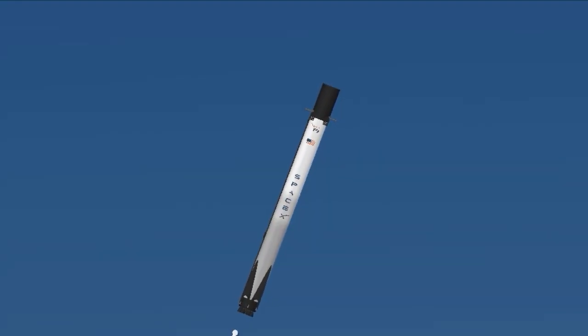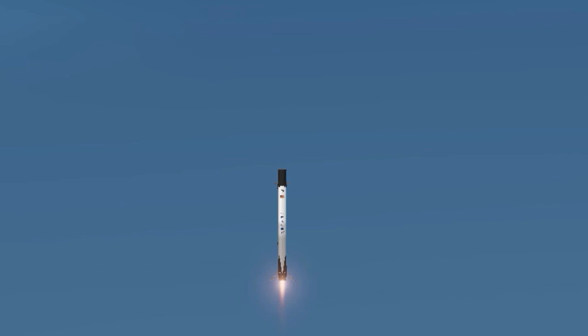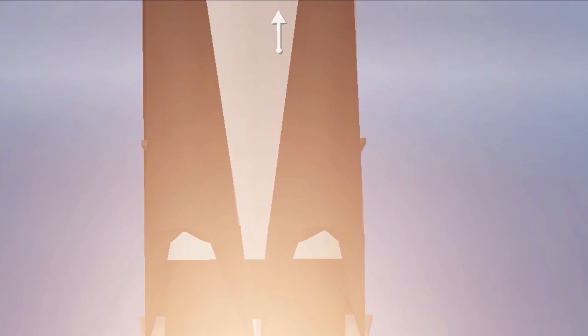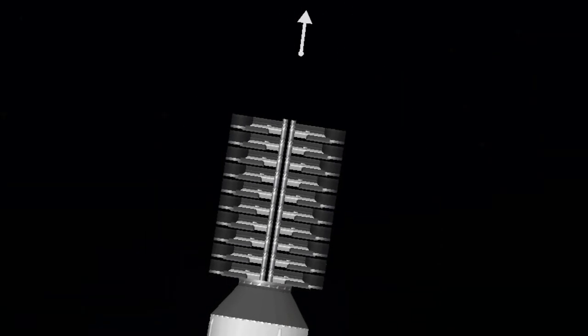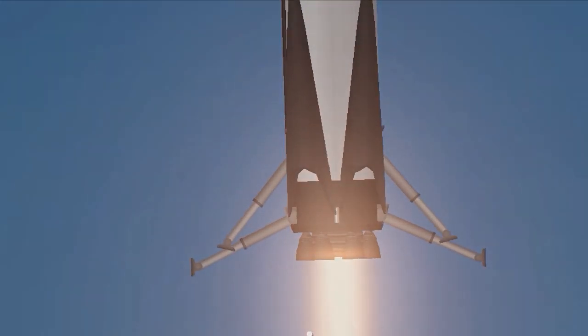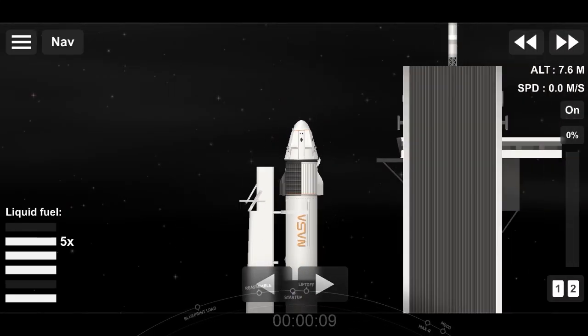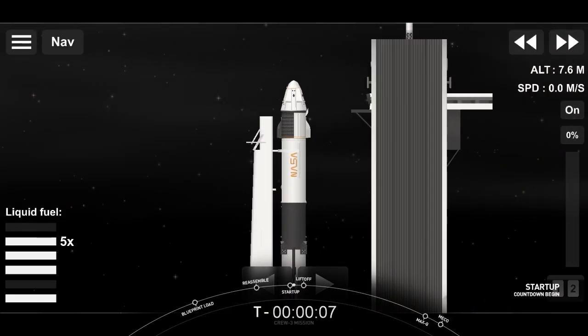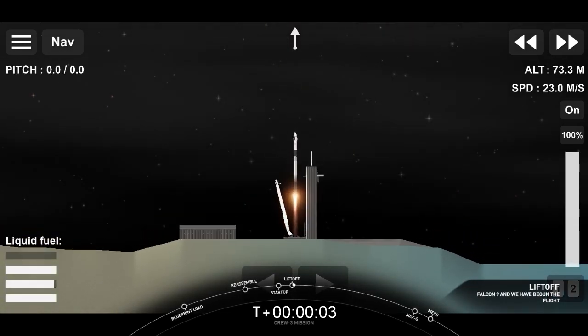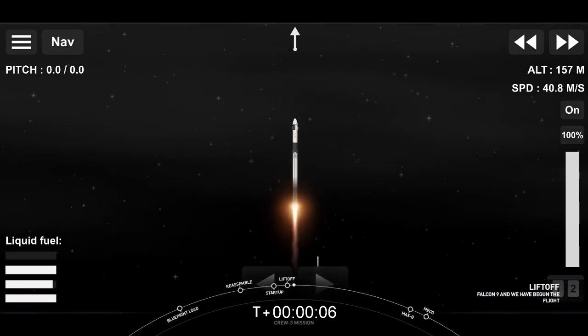Ten, nine, eight. Side booster ignition. Six, five, four, three, two, one. Ten, nine, eight, seven, six, five, four, three, two, one. Zero. Ignition. And liftoff. Three.